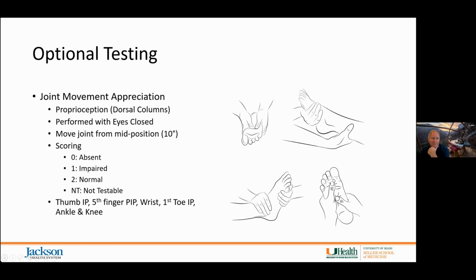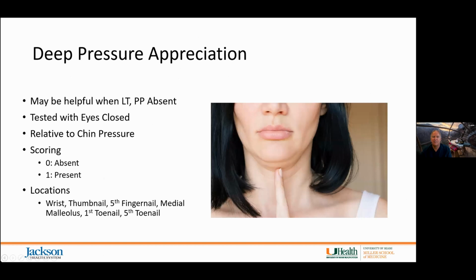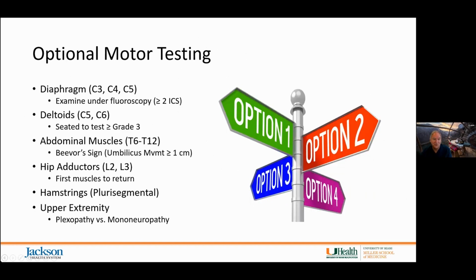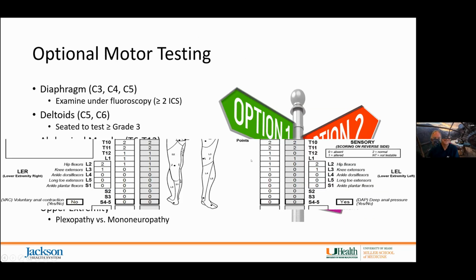Optional testing. You can also report out joint position and/or vibration as we're going through this to give us a little bit more information. We can talk about deep pressure points as being present or absent at the wrist, thumbnail, fingernail, medial malleolus, toenail, or the 5th toenail. And then we have these optional motor testing that we can also determine. I think I'm going to have to spend some time in the future discussing some of these as we go through. But Beevor's sign is helpful for us.